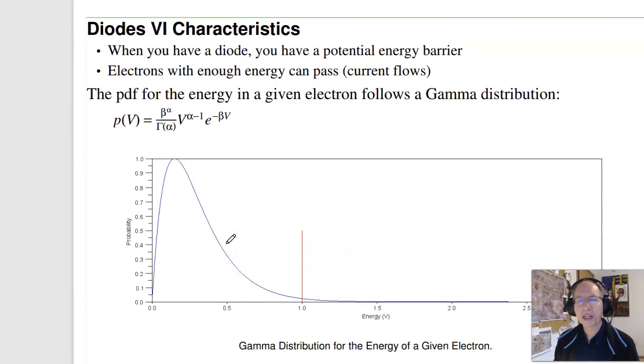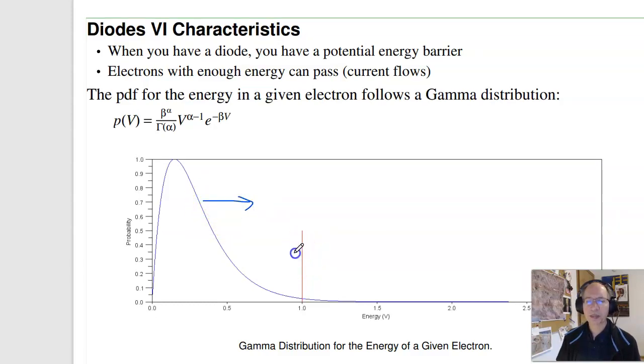Now to come up with the IV characteristics for a diode, it's not linear. Essentially I need about 0.7 volts to overcome the potential energy barrier. The energy for a given electron follows a gamma function. Kind of looks like this. As I increase the voltage, this curve shifts right. Or equivalently, I can take the potential energy barrier and shift it left. And on a relative basis, it's the same thing.